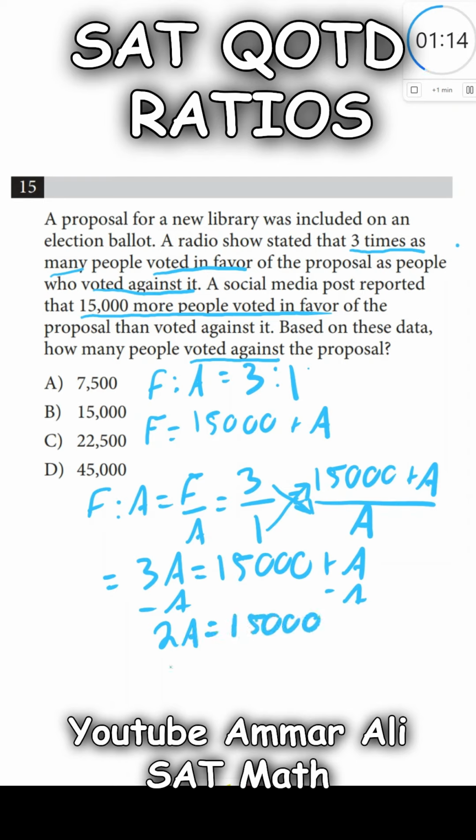15,000, or in other words, divide both sides by 2. That makes A equal to 7,500. Okay, so that's all you had to do for this one. Answer choice is A.